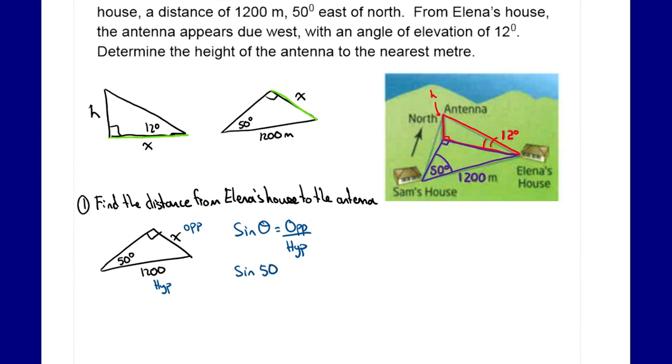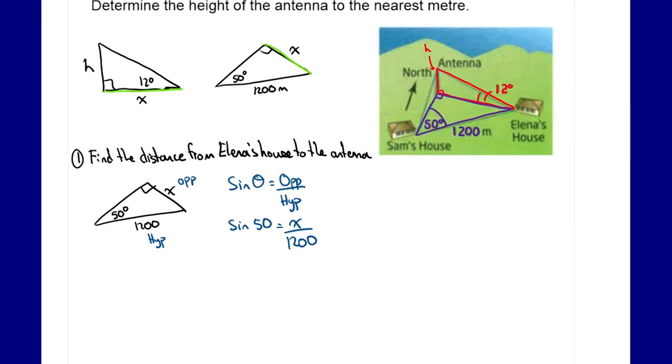Sine of 50 is equal to x over 1200. So I want to solve for x. This 1200 is going to come up, and I'm going to multiply it by sine 50. So 1200 times sine 50 equals x. And then I have 919 meters equals x. So that calculation gives me a distance of 919 meters.